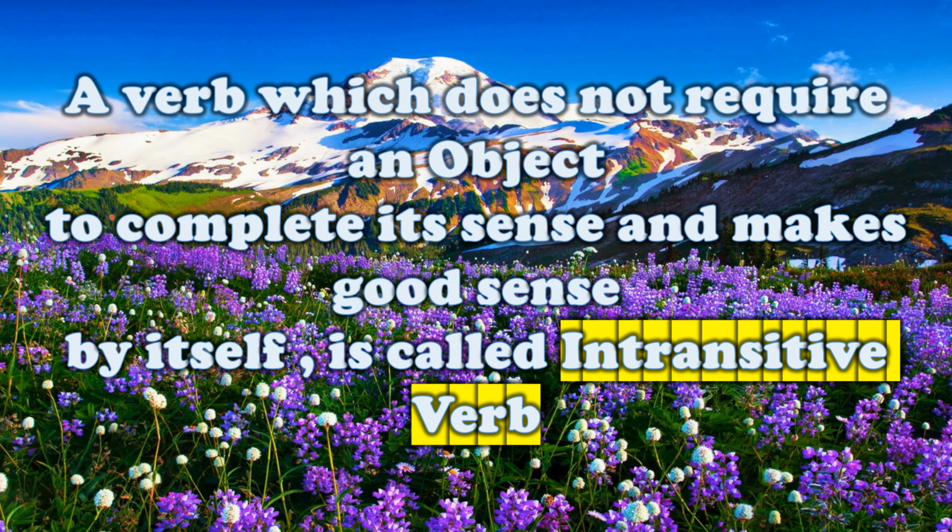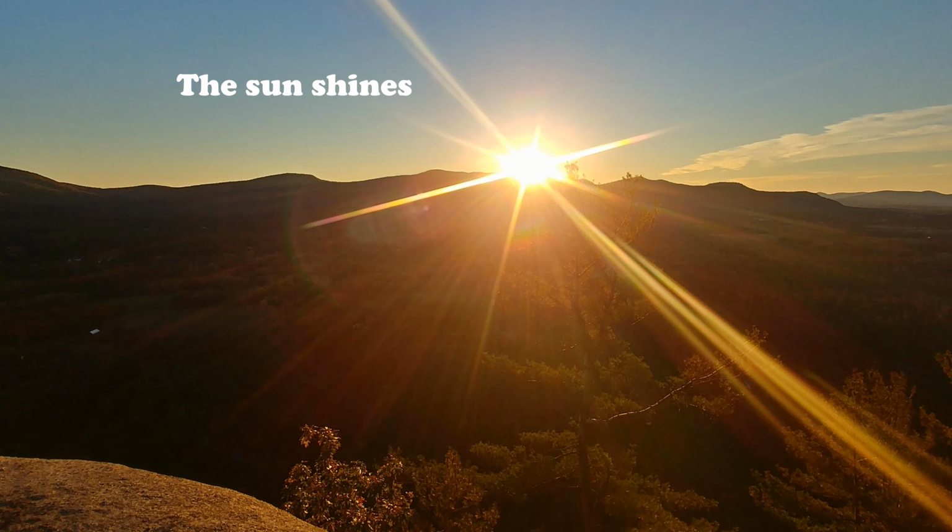Now let's move on to a second type of verb. A verb which does not require an object to make complete sense. It makes good sense by itself. Is called an intransitive verb. An example of an intransitive verb is the sun shines. This makes complete sense because here the sun is the subject and shines is the verb. But there is no object. There is no object. So this is an intransitive verb.